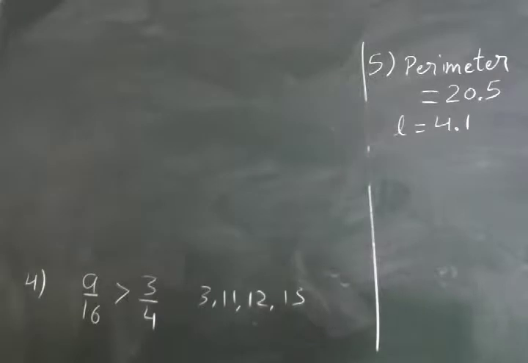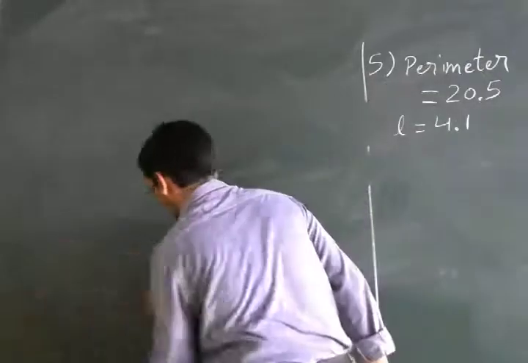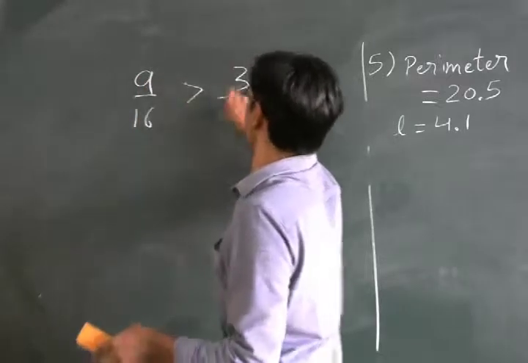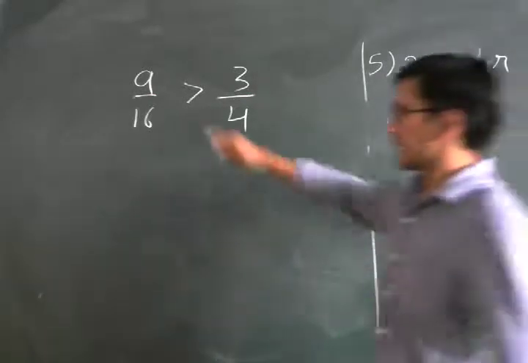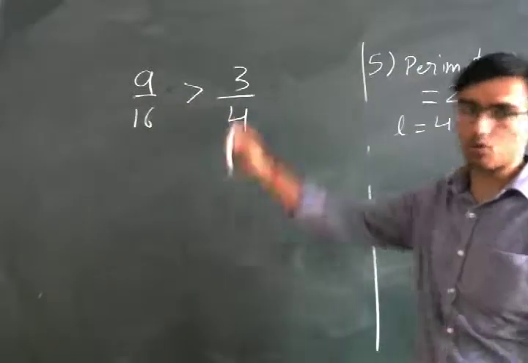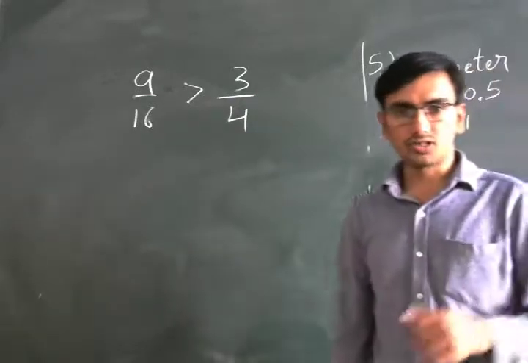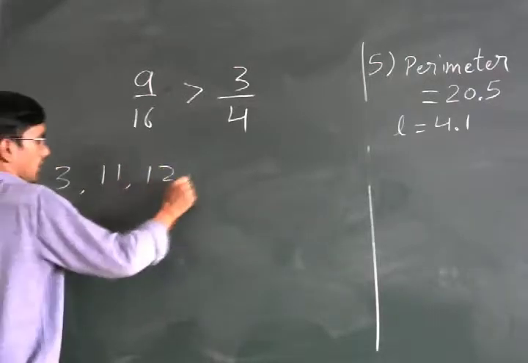The fourth one was a by 16. There is a fraction a by 16 which is greater than 3 by 4. Many students had trouble understanding this question. We need a number so that this fraction is greater than 3 by 4. Fine. And there were options, I think 3, 11, 12, 13. Okay.